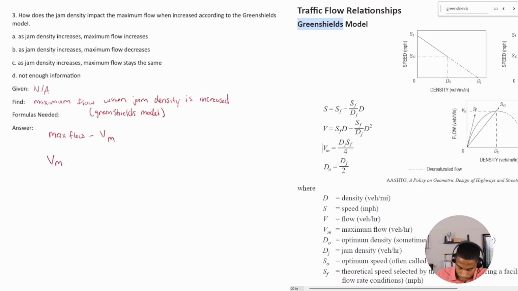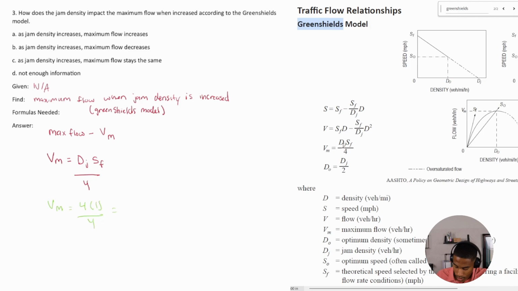So what happens when jam density is increased? We say Vm is equal to dj sf over 4. So saying that, I guess, theoretical speed, which is sf, if we leave that the same and we increase our jam density, what happens to our max flow? Let's say Vm is equal to, I'm just going to plug in a number. I'm going to say 4 for dj, and we'll say sf is 1 over 4. That's going to give us 1.